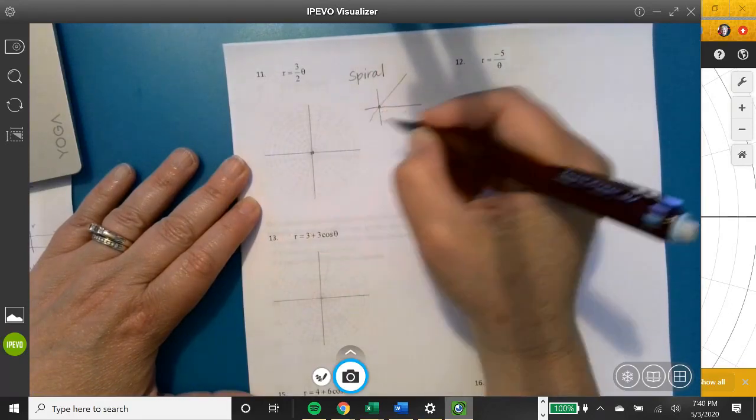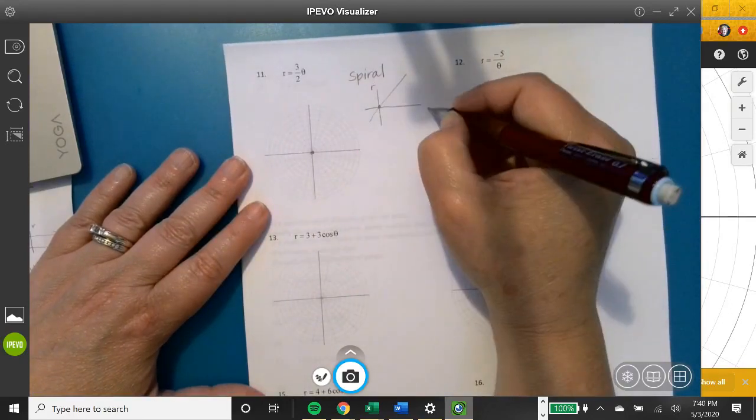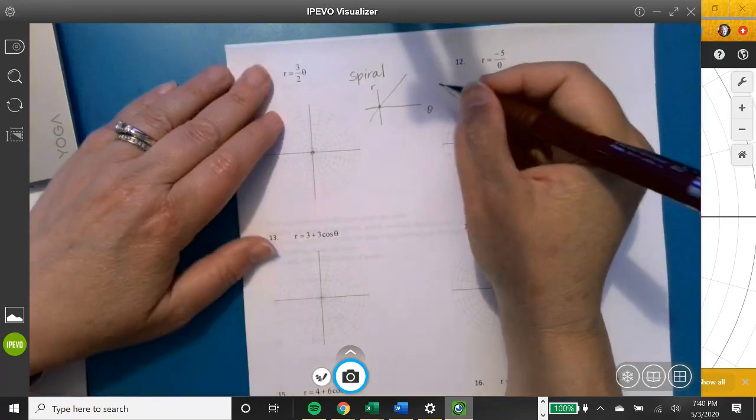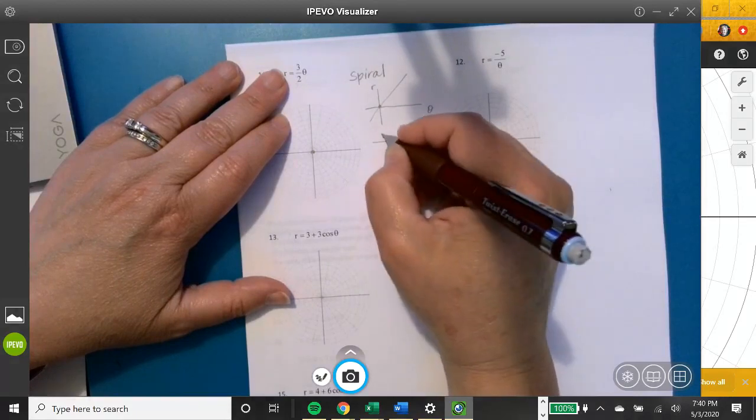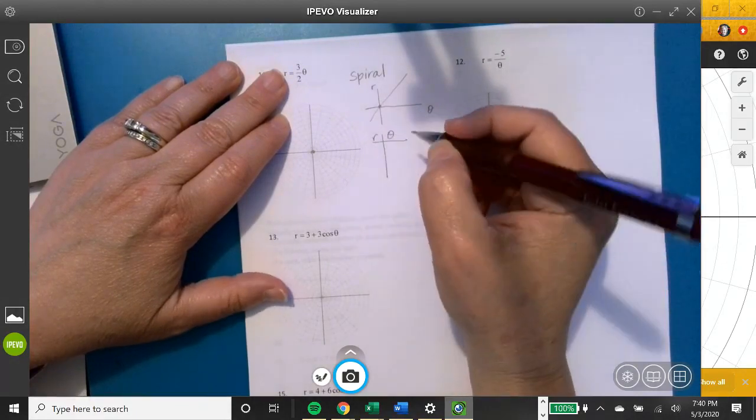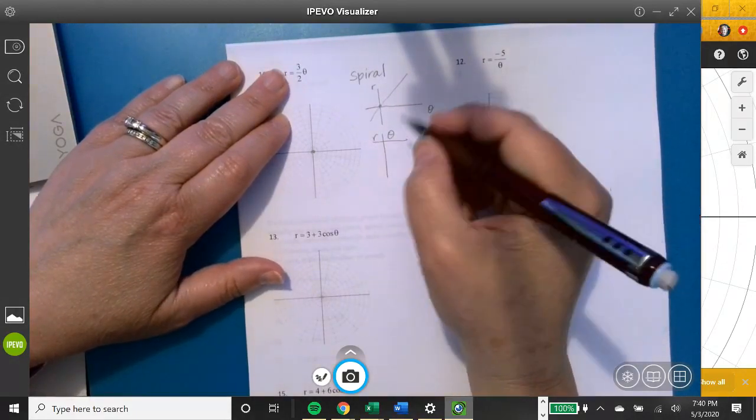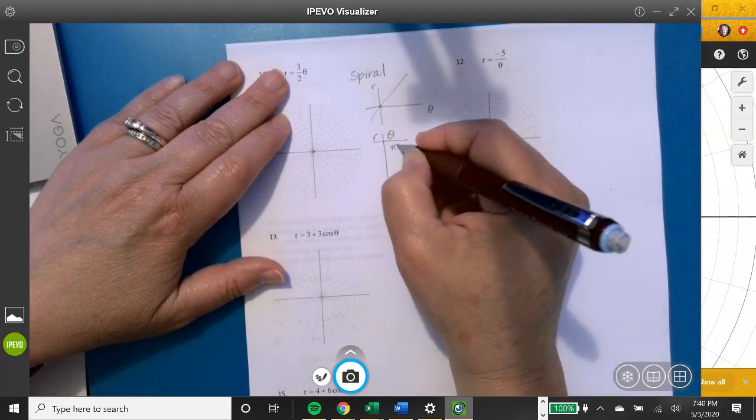So we're going to start at the pole, and let's put in theta. Let's do a little r chart because I know some people are uncomfortable with these. So let's make theta pi over 4.